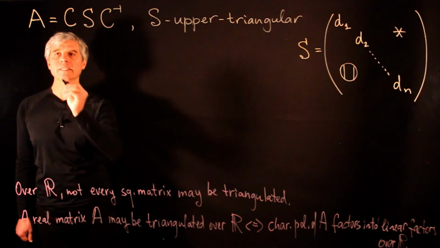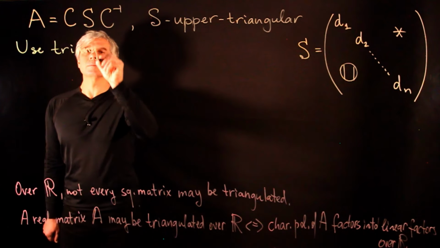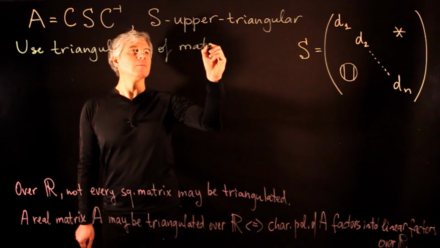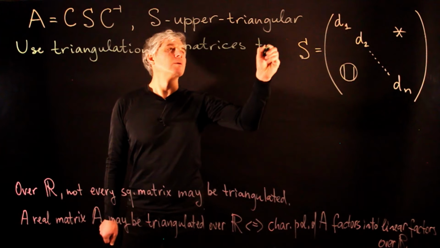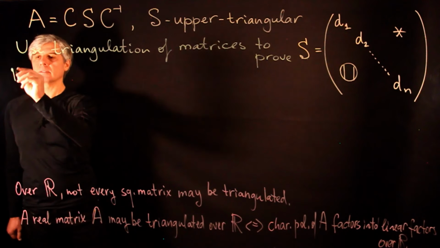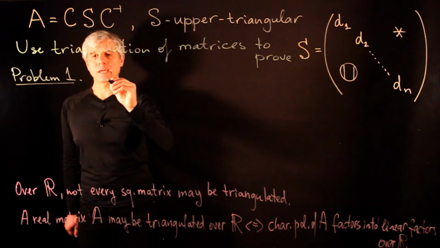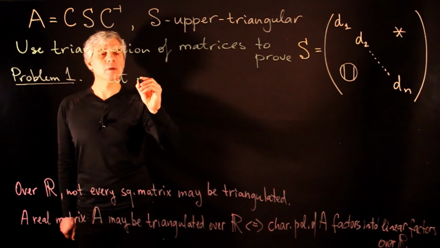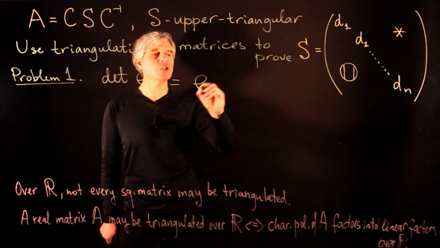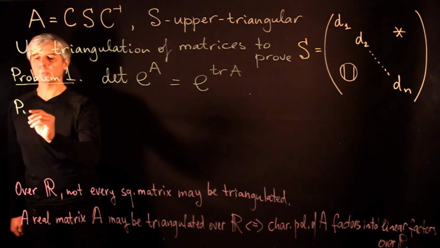Let me give you a couple of exercises. Use triangulation of matrices to prove the following facts. So problem 1. That the determinant of the exponential of a matrix is equal to exponential of the trace of a matrix. And problem 2.